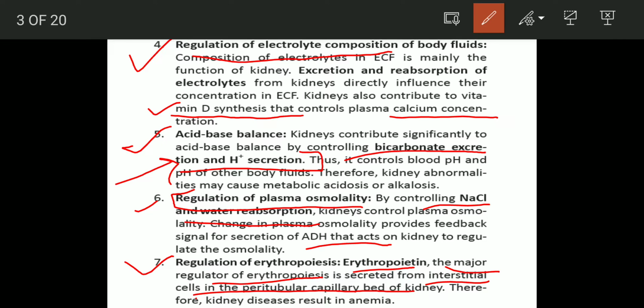One more reason: a short note or one-liner answer is asked about why people in chronic renal failure are more prone to anemia. This is the reason, because kidney diseases basically result in anemia. Once there is a kidney disease, the interstitial cells in the peritubular capillary bed of the kidney won't be functioning, and there won't be any release of erythropoietin. So this will lead to what? This will lead to anemia. All right.